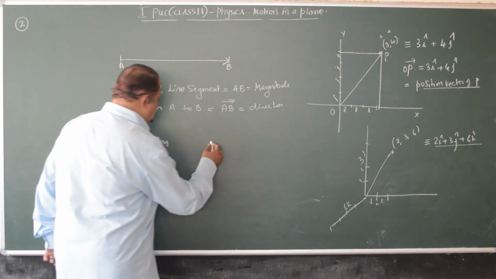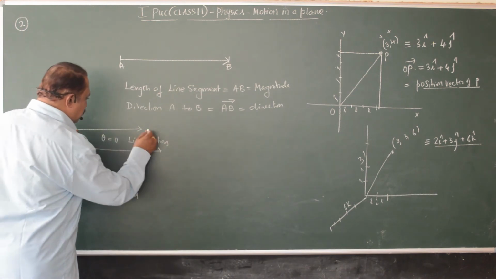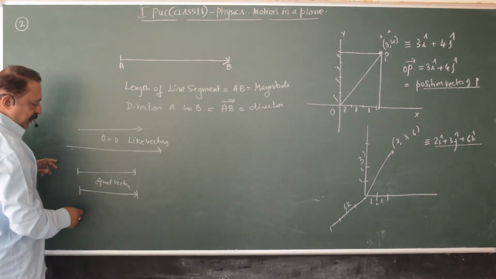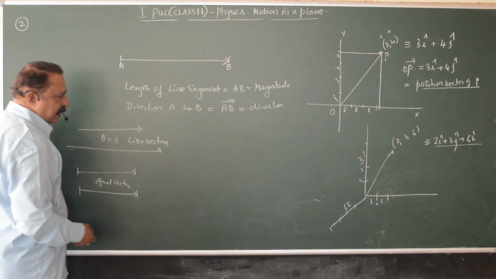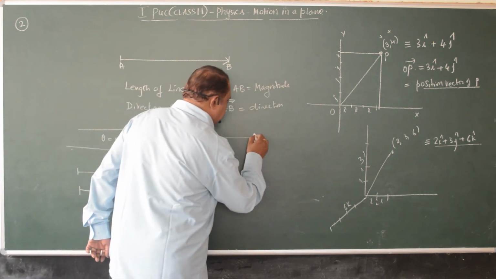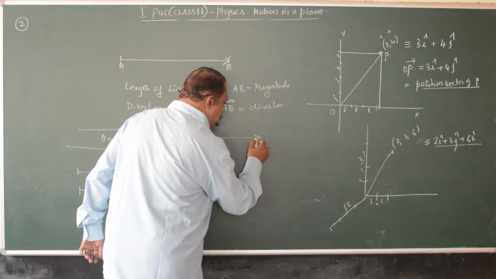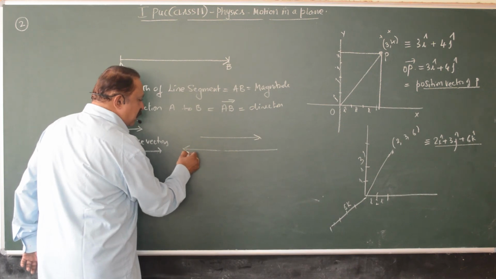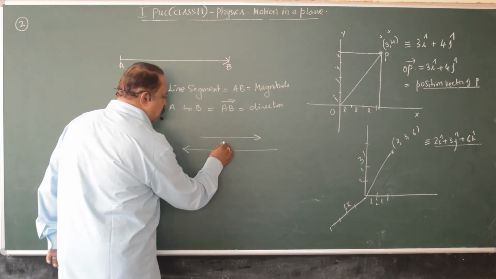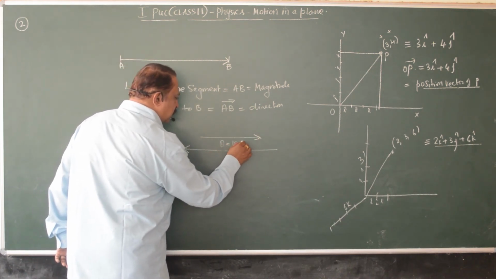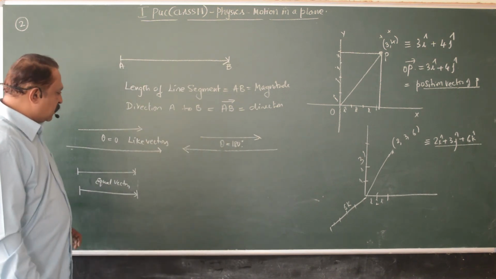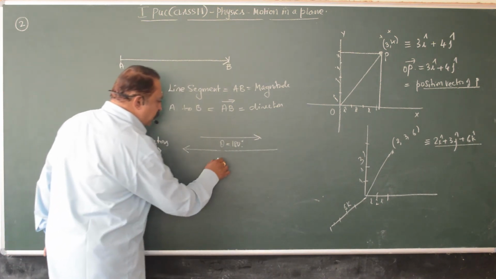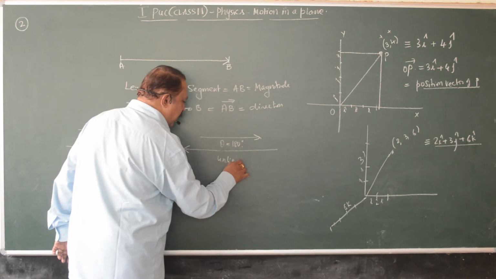You also have unlike vectors. See, like vectors are parallel vectors. Equal vectors are again parallel vectors. Unlike vectors are again parallel vectors, but they stretch themselves in the opposite direction. So the angle between these two vectors is taken as 180 degrees. So this is like vectors, equal vectors, and unlike vectors.